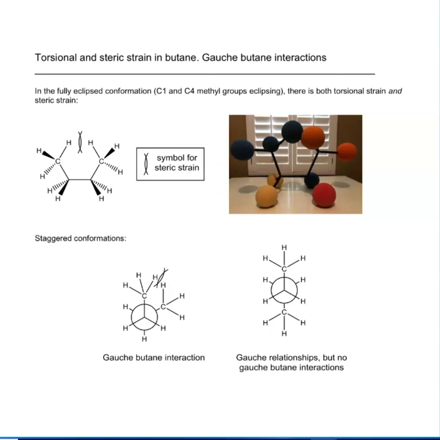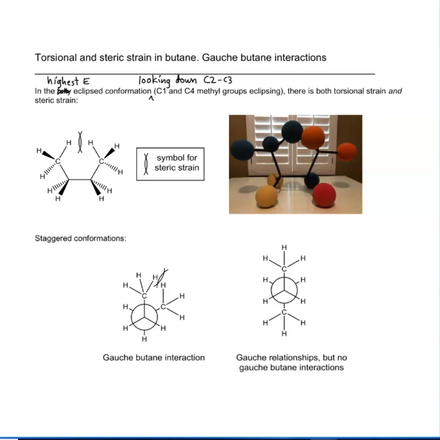Okay, let's take a look at a couple more things, and that is torsional and steric strain in butane. And so we're going to reference the conformational analysis that we just finished. So the first thing, we started with the eclipsed conformation. Now we started with the highest energy. So instead of saying the fully eclipsed conformation, let's say the highest energy eclipsed conformation, and this is looking down C2, C3. So the highest energy conformation is the one where the C1 and C4 methyl groups eclipse one another.